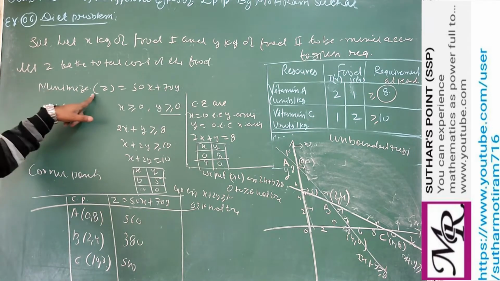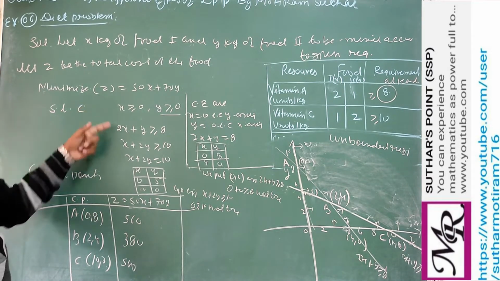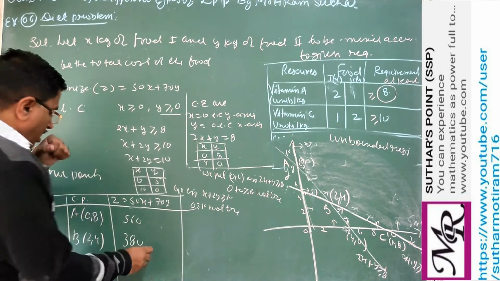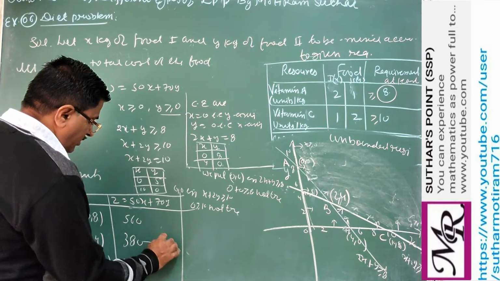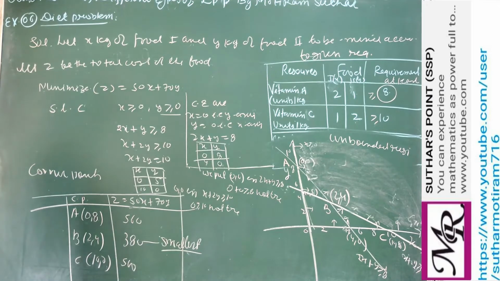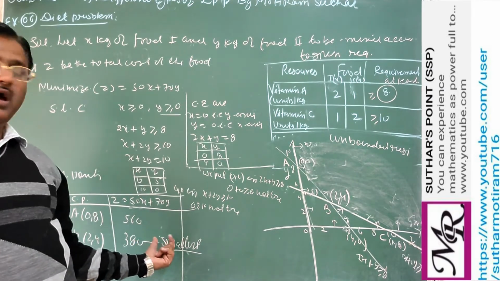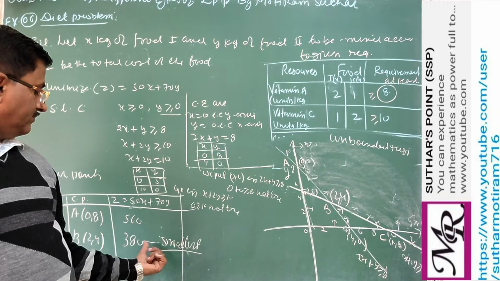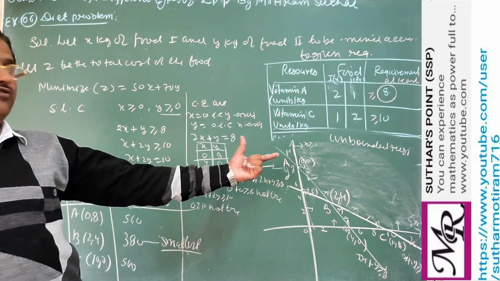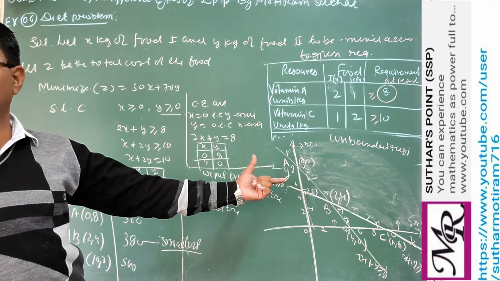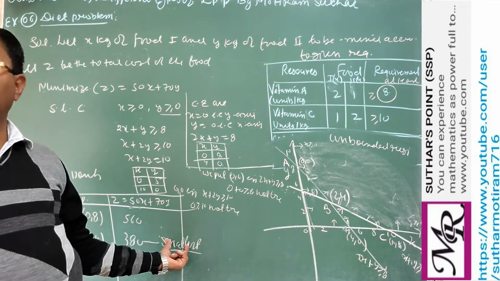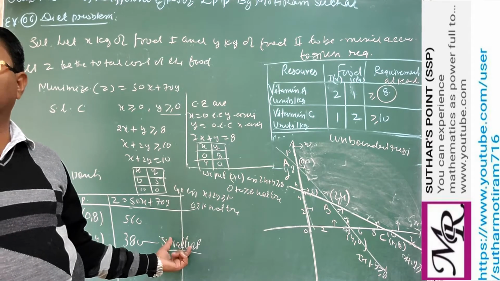Now here see, dear students, our z is to be minimized. So we have to see the minimum value, or the lowest value, will be this. So we can say suppose 380 is the smallest value, but I have already said that this value is a minimum only if it is a bounded region. If it is an unbounded region, then there may or may not be a minimum value, this smallest value.